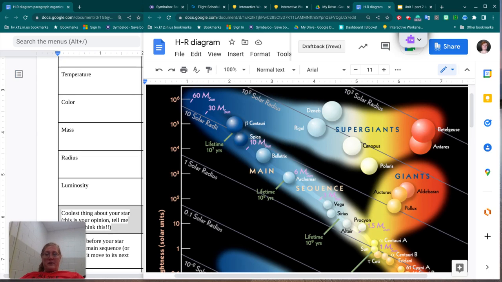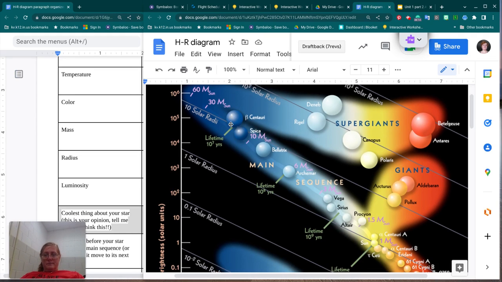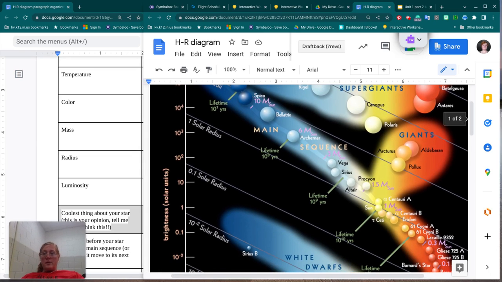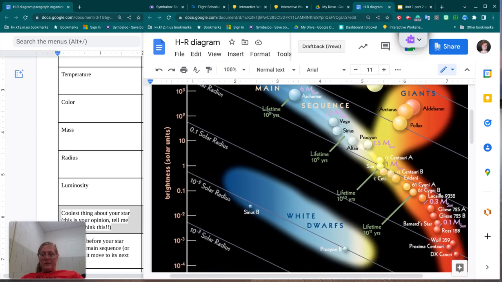If I ask for a star that has the same luminosity as Betelgeuse that is also a supergiant, it's Rigel. If I ask for one in the main sequence, it would be Beta Centauri. What else do I like to ask? If I ask for a star that's the same temperature, you drop this on down, and you would look for a star that's the same temperature, like Lacaille 9352.